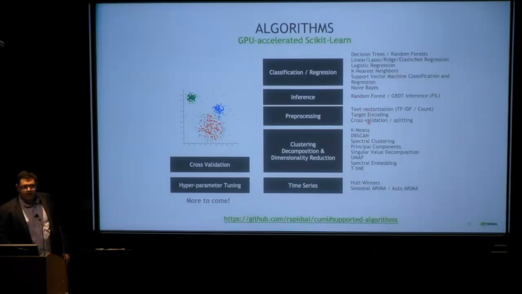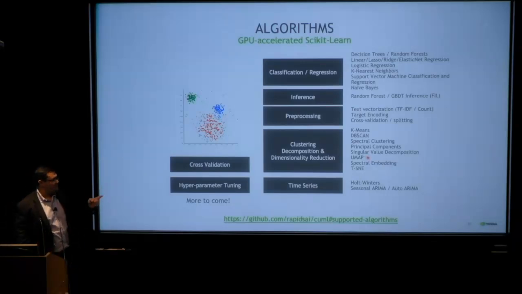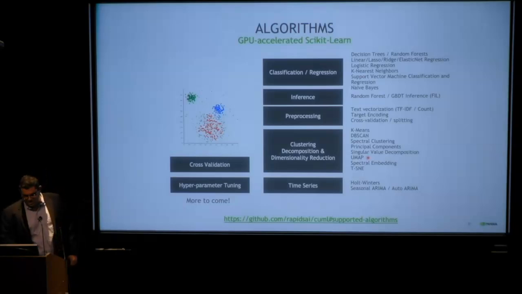If you're doing any sort of text work, we even have GPU accelerated TF-IDF, cross-validation, et cetera. Any clustering work you're going to do, PCA, k-means, et cetera, is available. Some visualization work with UMAP or t-SNE is also available to be GPU accelerated. And if you're doing things like UMAP, you probably want to be using GPUs because it will dramatically accelerate your ability to calculate things like UMAP on some large data sets.